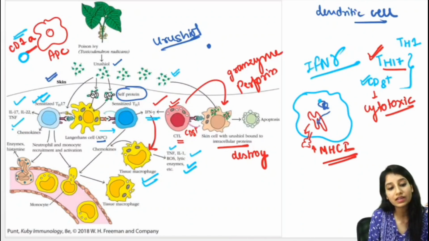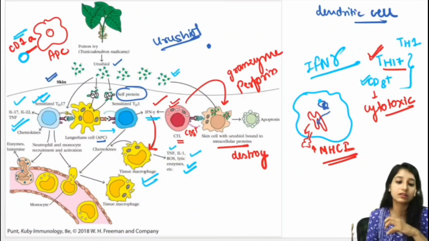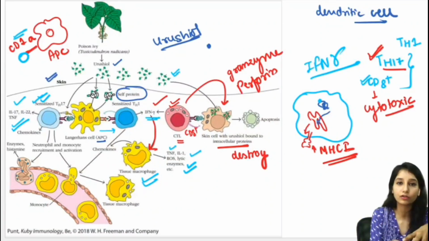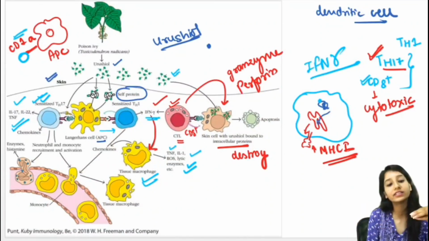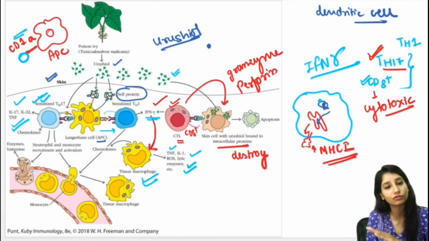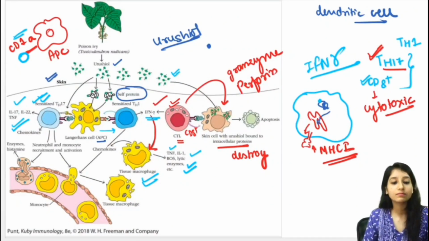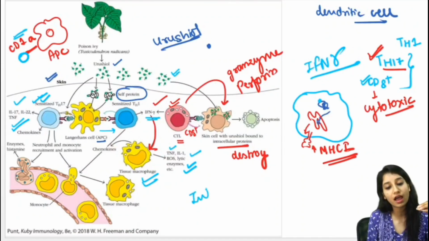With that, it will start releasing chemokines that will attract cells. For example, it will attract neutrophils and monocytes. These interleukins will activate these cells. It will activate monocytes, and monocytes will be converted into macrophages. It will activate neutrophils, and they will start releasing enzymes. They will start engulfing and damaging the cells, due to which an inflammatory response will occur.